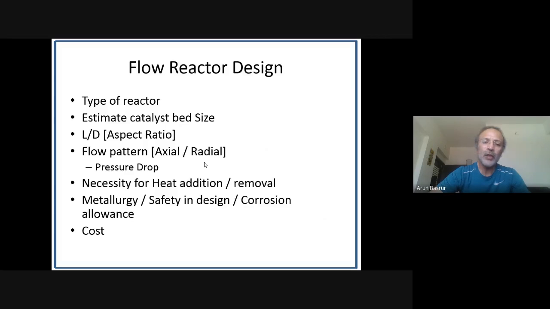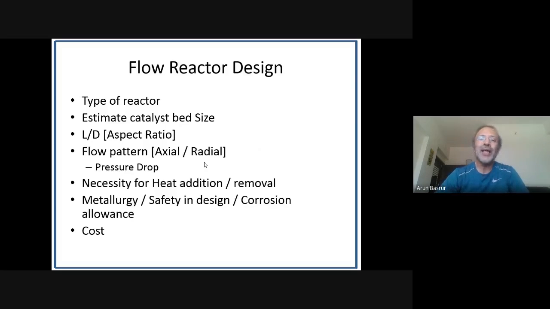Then, depending on the heat of reaction, one has to decide whether there is a necessity for heat addition or heat removal, which means whether one is going to operate in an adiabatic mode or in a mode in which you can facilitate heat removal or heat addition to the system. Finally, it is the metallurgy, safety in design, and corrosion allowances. And all this at affordable cost. Once this is done, you have a flow reactor, right? You have designed the flow reactor.